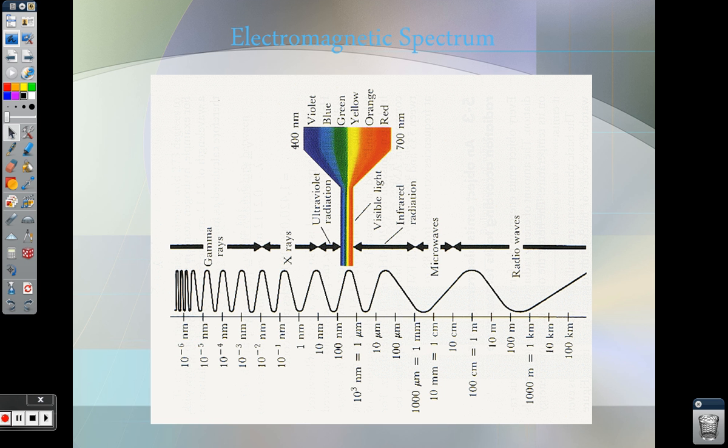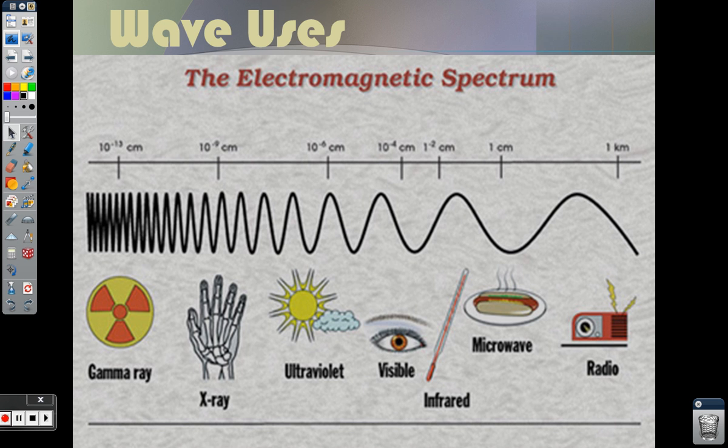Here's another EM spectrum. Each of these have different representations. Over on the left side here, we have really high energy. What type of wavelengths over here? Very small, right? You're real close together. What type of frequency? High frequency, that's right. Because there's a whole bunch of them in a small area.